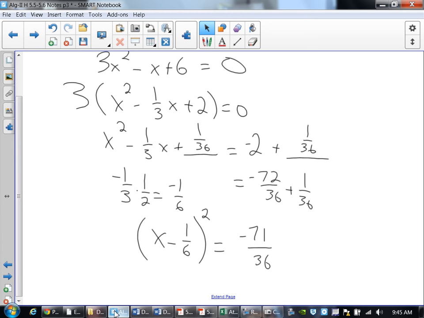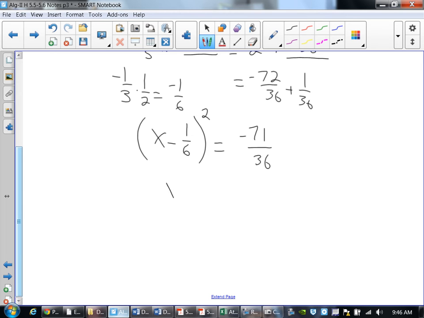Whether it's this one or the other one, if you type in -2 plus alpha y equals 1/36, it'll spit out a fraction, guys. It does it for you. But when you go to square root it... Ah, this is where you have to be smarter about it. Now we have to go to the square root. So we get x minus 1/6 equals plus or minus the square root of -71/36.